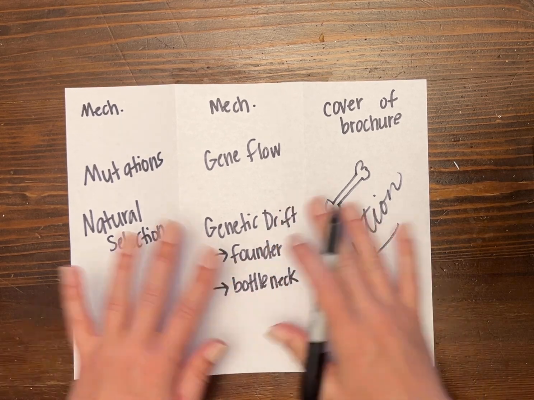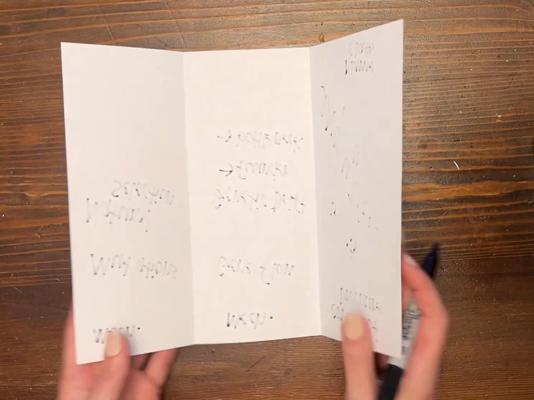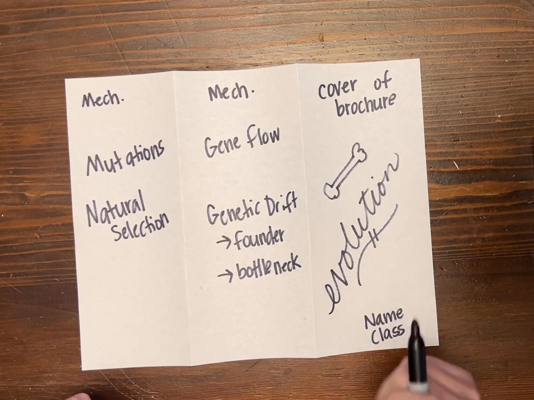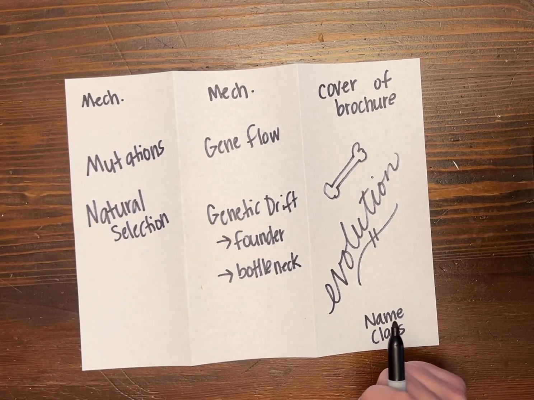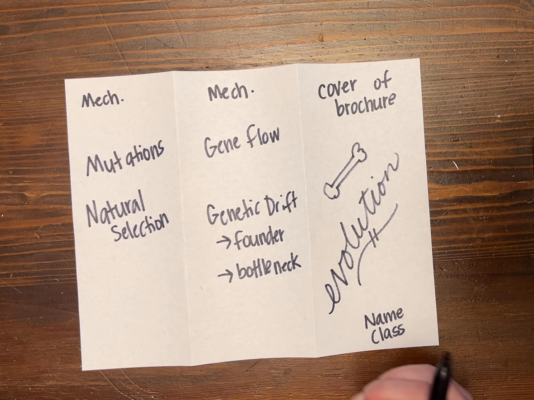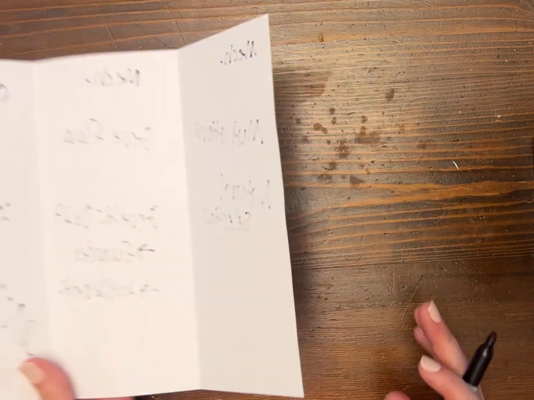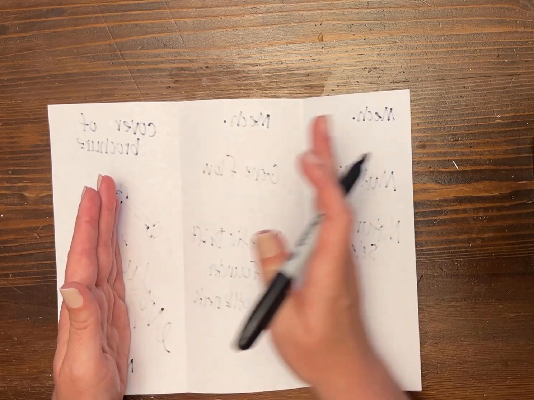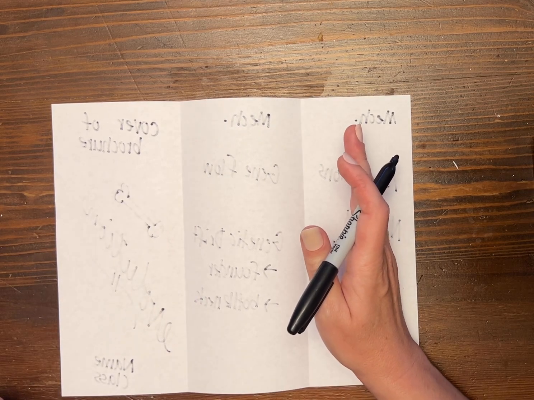Okay, so again, my paper is upside down from how I folded it. This was my trifold. I turned it over so I had a nice flat surface. Cover of brochure, mechanisms. And then on the handout that's linked to today's page, it says inside. So we'll open it up. We're going to have 2 for evidences of evolution and 1 here for evolutionary relationships.